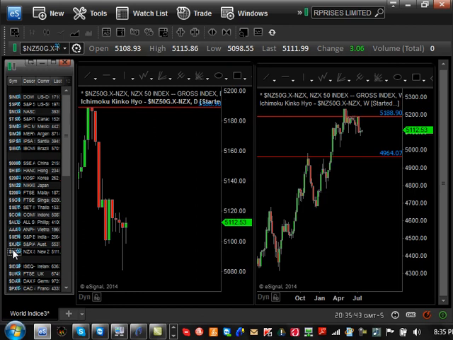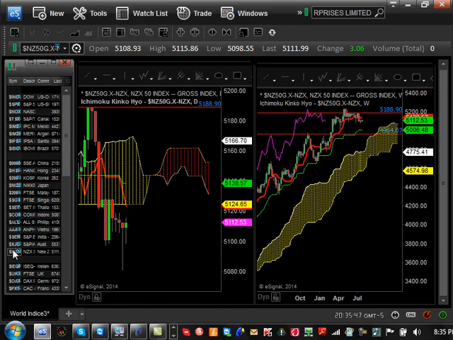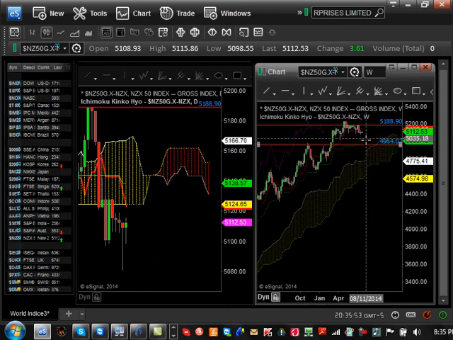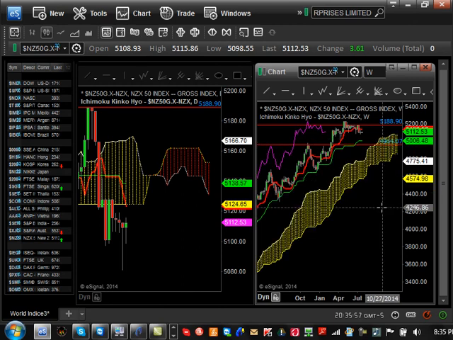New Zealand here, bullish trending, still very, very strong. The resistance level is 51.88. Support level is going to be roughly around 50.00 for this one, and then 49.64, which is next.